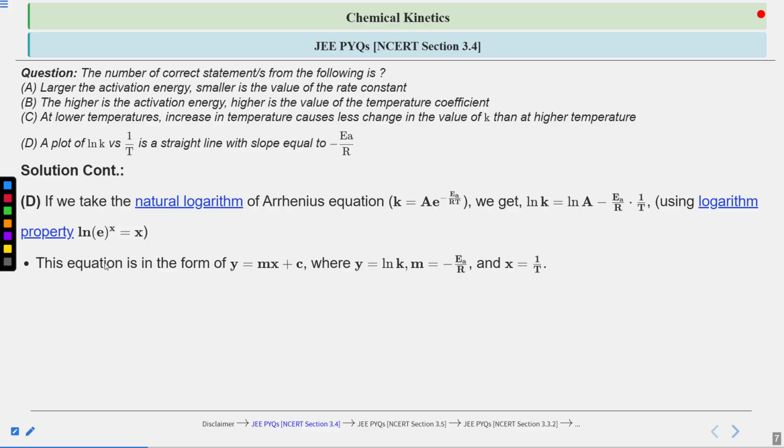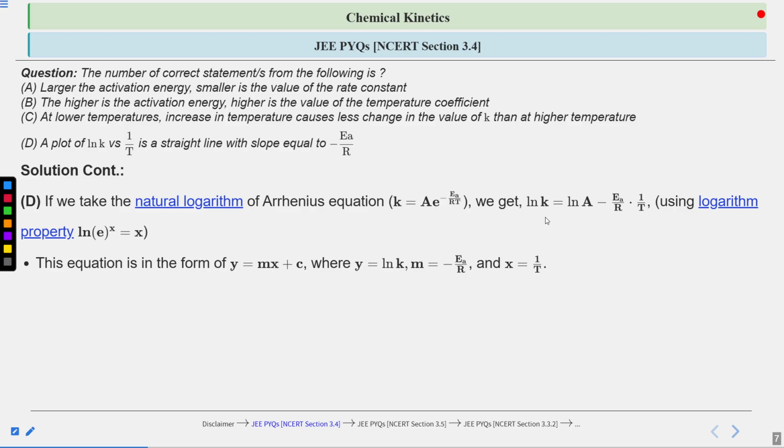Okay, so this equation which we just derived after taking the logarithm of the Arrhenius equation is ln k equals ln a minus EA by R multiplied by 1 by t. First of all, you should know that we are making the plot between ln k versus 1 by t, which means the y variable is going to be ln k. When you plot the graph, the y-axis will represent ln k and the x-axis will represent 1 by t. So this equation which we just derived is in the form of y equals mx plus c.